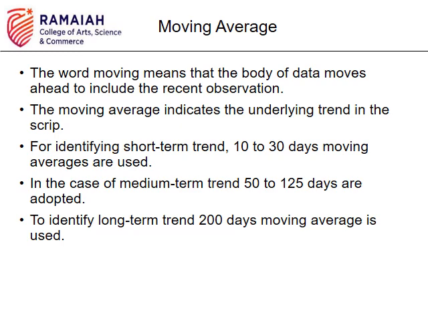They take 30 days data in case of short term trend. Similarly, 50 to 125 days for medium term trend, and for long term trend they require 200 days. If you guys have any doubts with calculating moving average, please let me know through Postomobi app. I'll probably show you an example in Excel, right?